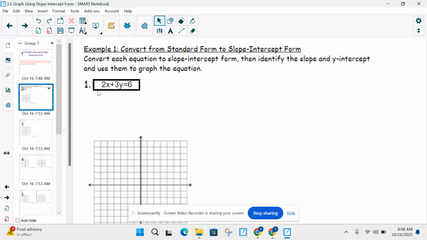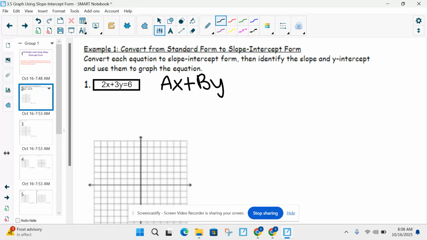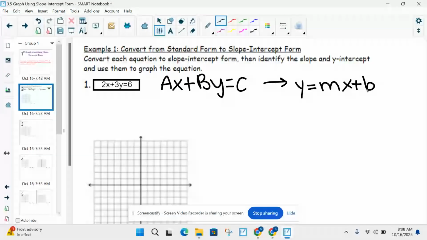So the first question is 2x plus 3y equals 6. This is in standard form, which is ax plus by equals c. And we want to convert it into slope-intercept form, which is y equals mx plus b. So to do this, you need to move the x term onto the other side of the equation. In this case, we do that by subtracting the 2x over.